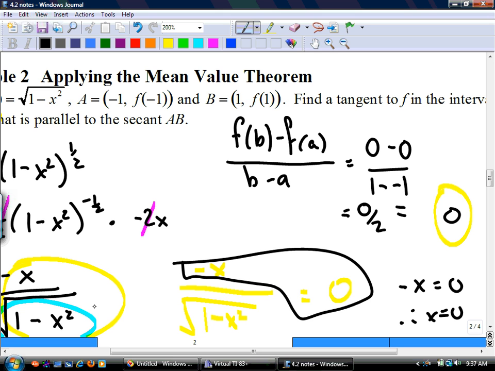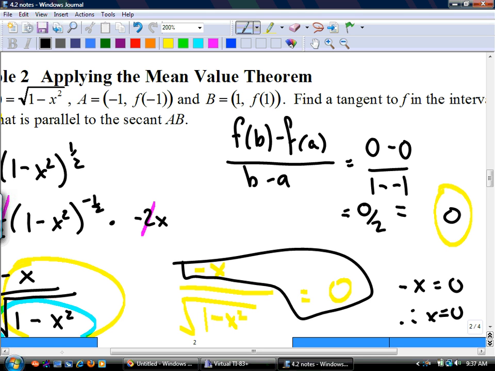It's parallel to the secant AB. But you should have said, Mr. F, that's just Rolle's theorem, because your y values were 0, so you could just go back to the easier one, Rolle's theorem. You don't need to make it as complicated.